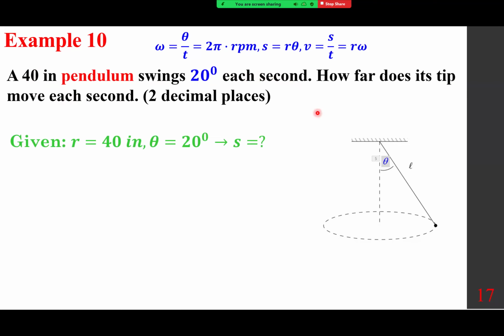So please read this question. Make sure you can see they are asking for what? They are asking for S. How far? Okay, so that's the idea.